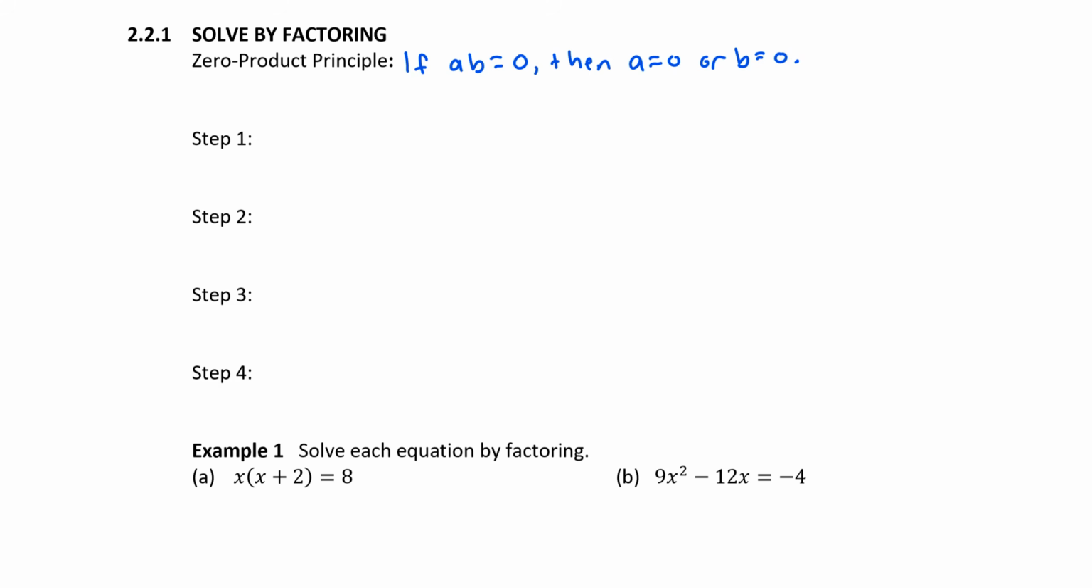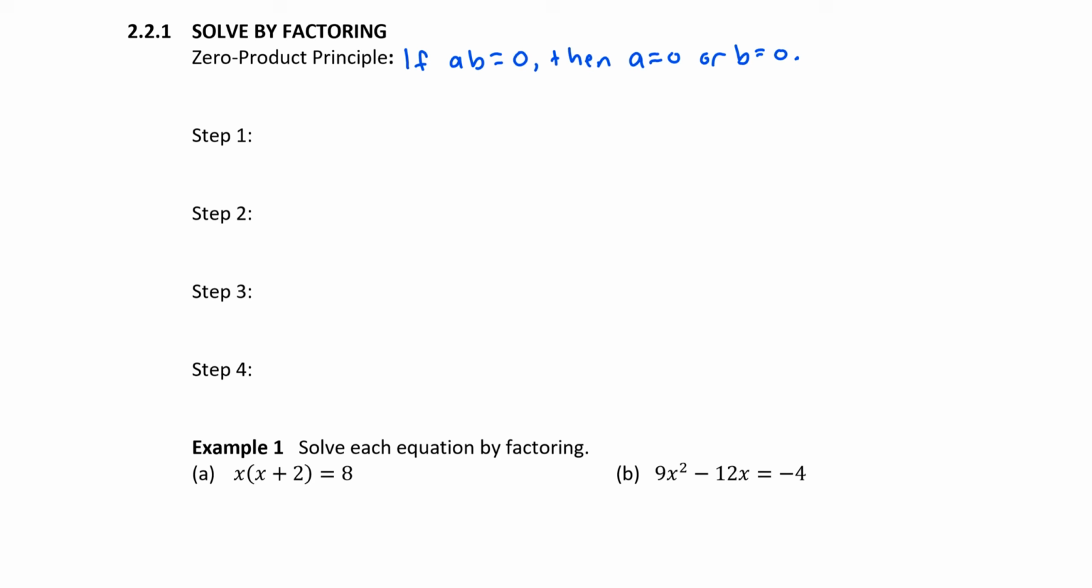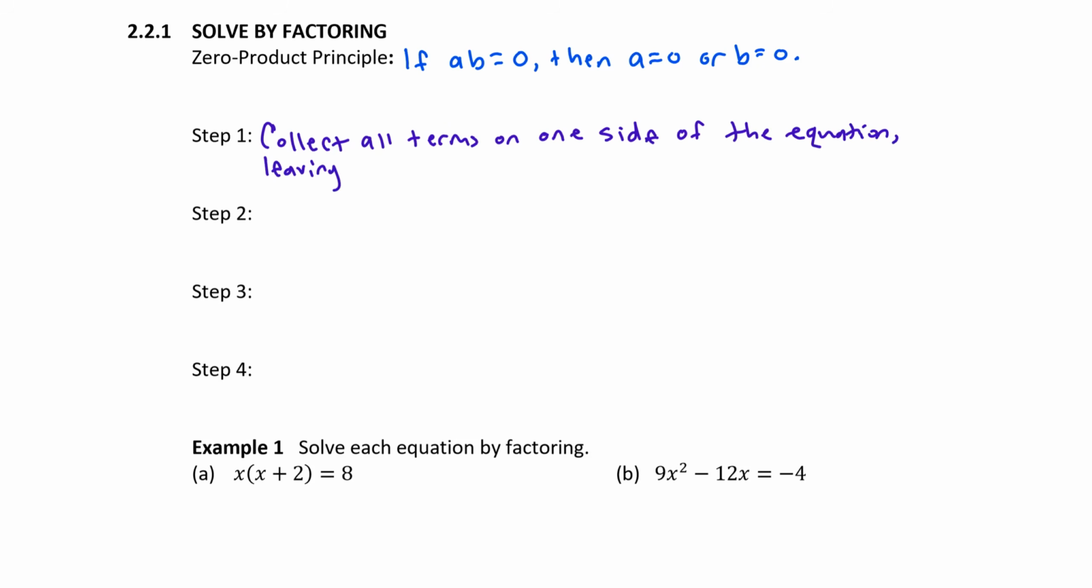So let's talk about the steps. Step 1 in solving a quadratic equation is to rewrite the equation in standard form. And by standard form, I'm talking about the standard form for a quadratic equation. Notice all of the variable terms and the constant term are together on the left and 0 is on the right. So step 1, collect all terms on one side of the equation leaving 0 on the other side.